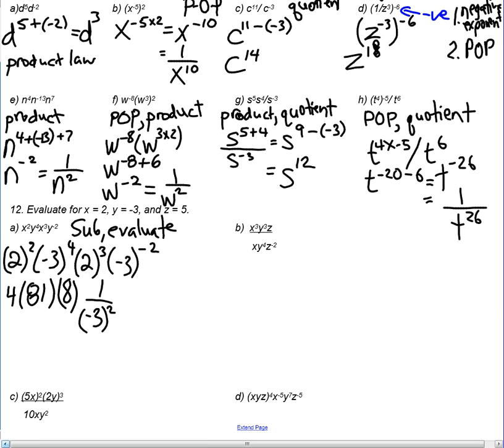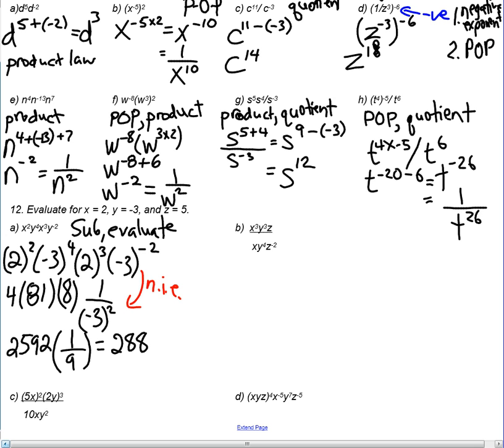So we have 4 times 81 times 8, which we'll calculate out. And that's 2,592. Multiply that by 1 over -3 times -3 is 9. So that would be 1/9. And if we divide 2,592 by 9, that would be the same as multiplying by 1/9. Or you could use your fraction button in your calculator, and that returns 288 as a result. So we didn't really have to use an exponent law, but we did have to use the negative integer exponent definition.